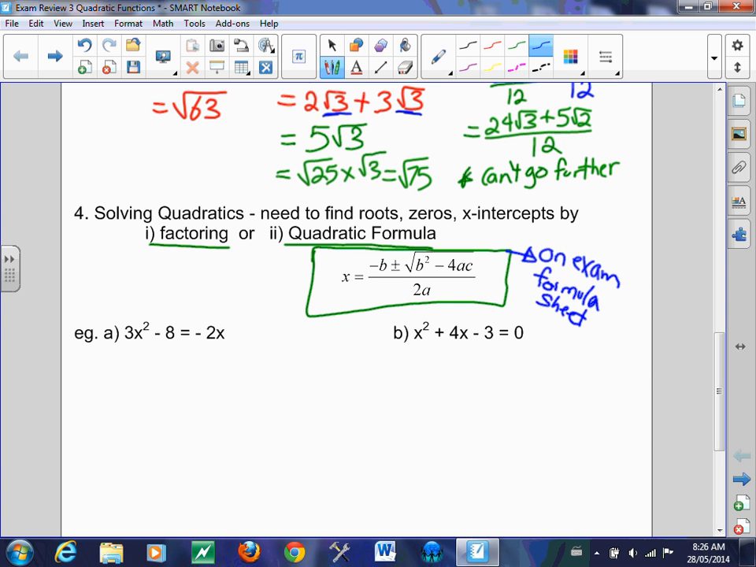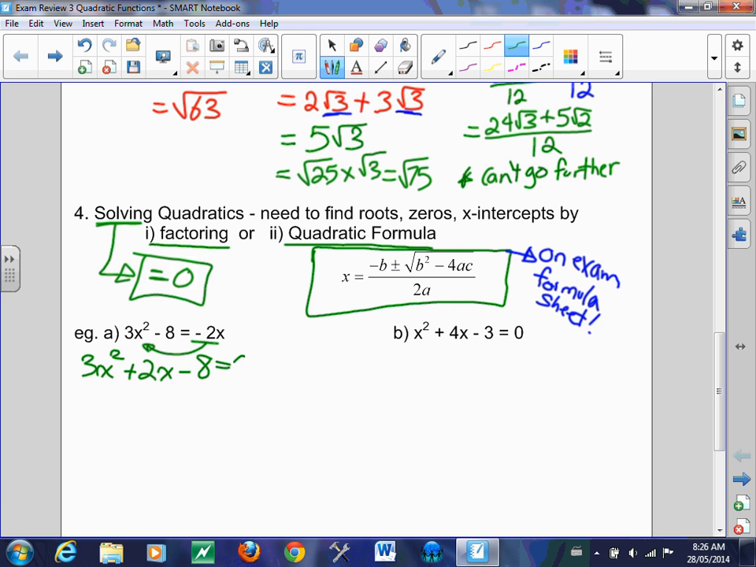So it says here, solve for these examples. For A, how about we do factoring? In order to factor, ladies and gentlemen, you have to have all terms on one side. And in order to solve, you're going to have to let one side equal 0. So we need to take this negative 2x over to this side. So you're going to have 3x squared, I'm going to put it in order, plus 2x, change the sign, minus 8 equals 0.